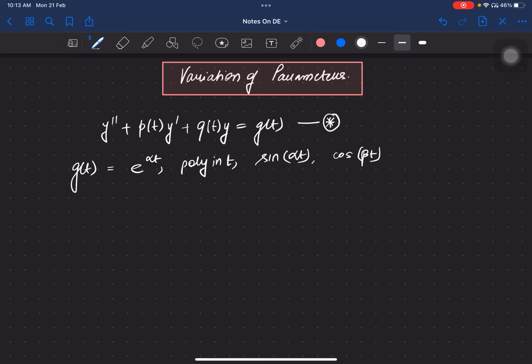So if g of t is any of these things or a combination of these things, we can solve by the method of undetermined coefficients. But suppose g of t is something else, not among these functions, then we can't use undetermined coefficients to guess a trial solution for yp and then solve for the particular solution. In that case, we have to use another method to solve the non-homogeneous differential equation, called variation of parameters. I will describe in this video how to use this method to solve the differential equation.